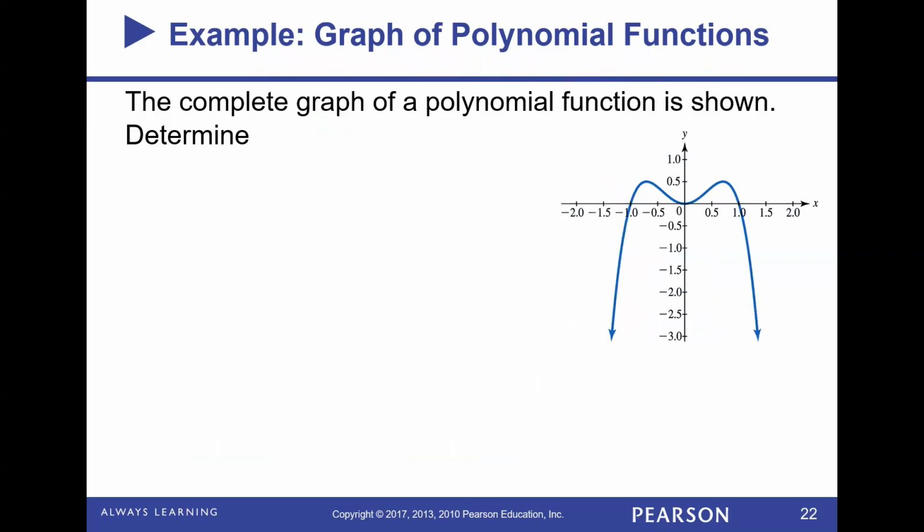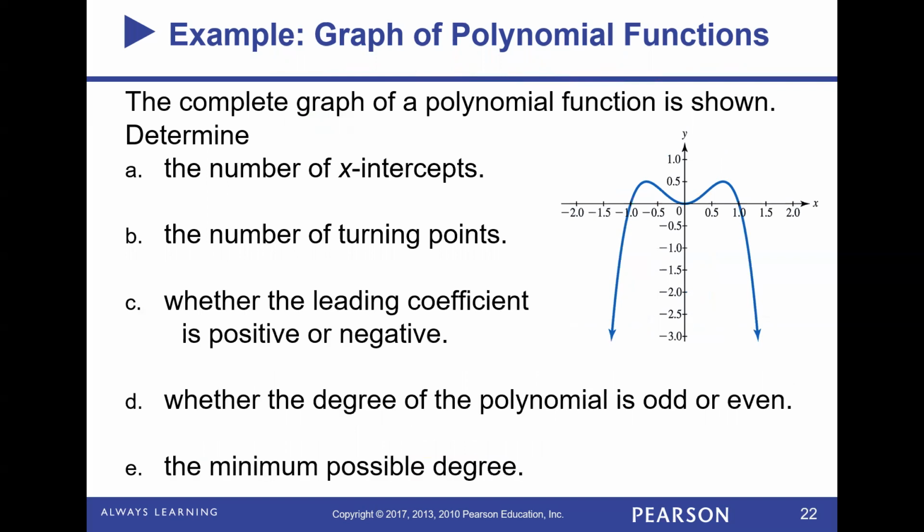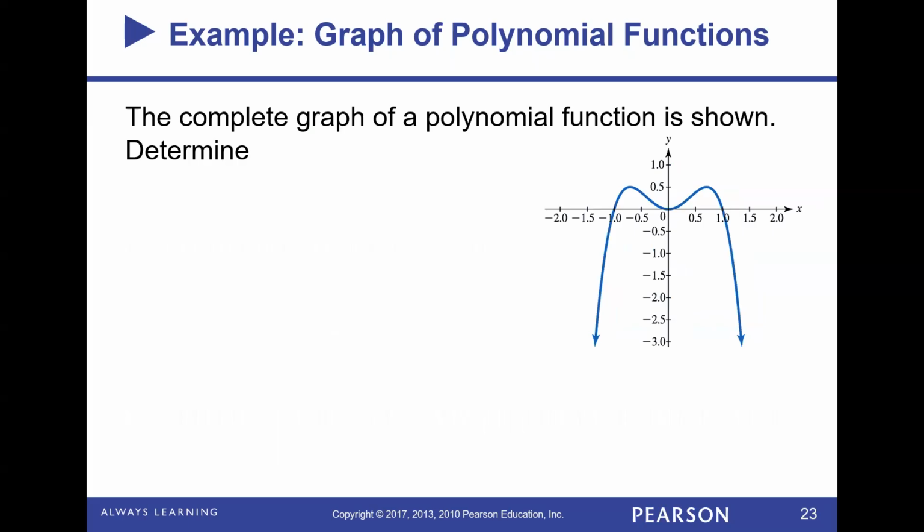Let's try this again. We're going to go through and take a peek at all the different things that we're going to do. The number of x-intercepts, the number of turning points, and whether the leading coefficient is positive or negative determine whether the polynomial's degree is even or odd, and the minimum possible degree it could be. Again, if you need to, pause here and try this on your own. Okay, let's start with the number of x-intercepts.